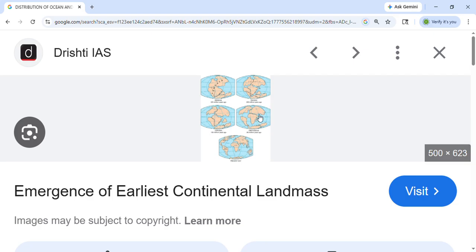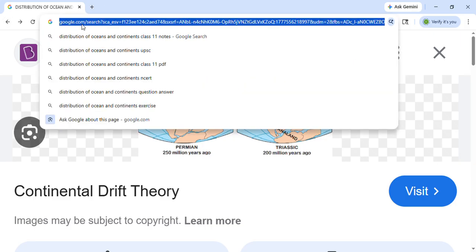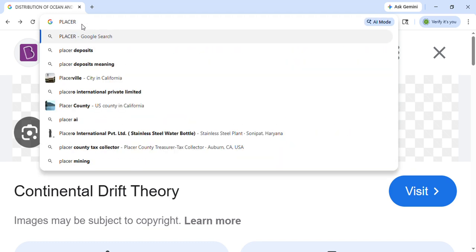Okay. So if the next question is asked like this: how do the placer deposits support the theory of continental drift? So what are placer deposits?